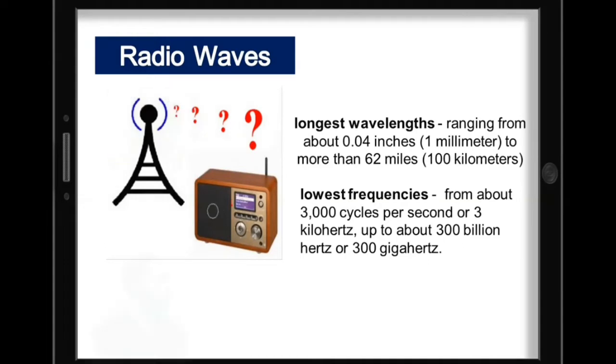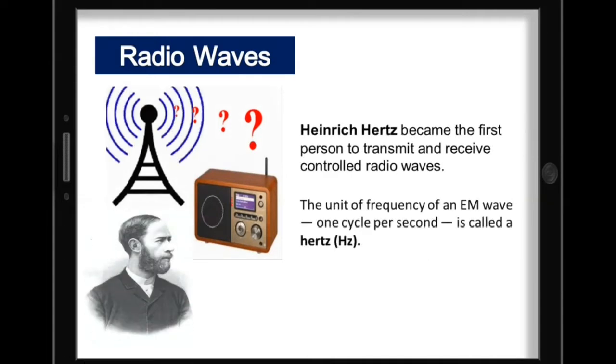In 1886, Heinrich Hertz, a German physicist, applied Maxwell's theories on an experiment and became the first person to transmit and receive controlled radio waves. That's why the unit of frequency of an EM wave, 1 cycle per second, is called a hertz, in his honor.